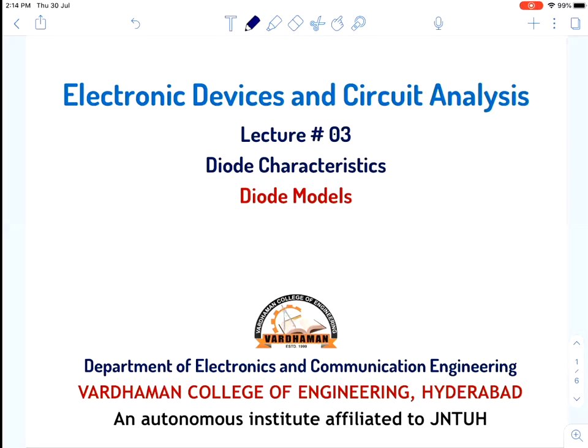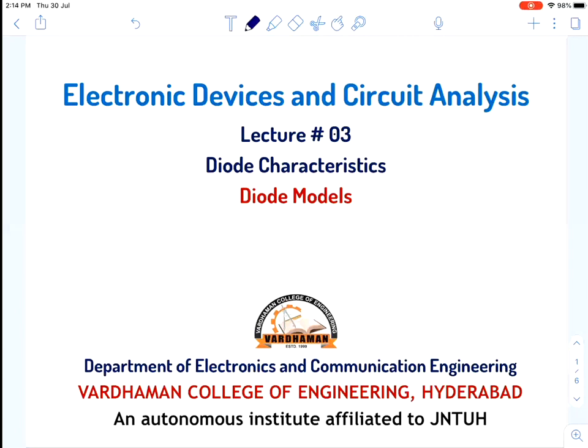This third lecture is on the topic diode models, which is a part of diode characteristics. Diode models is also called diode equivalent circuit. So that means the diode symbol, you already know the symbol of the diode, which will have an arrowhead and a bar, a vertical bar. The vertical bar actually represents the cathode and the other side will be the anode.